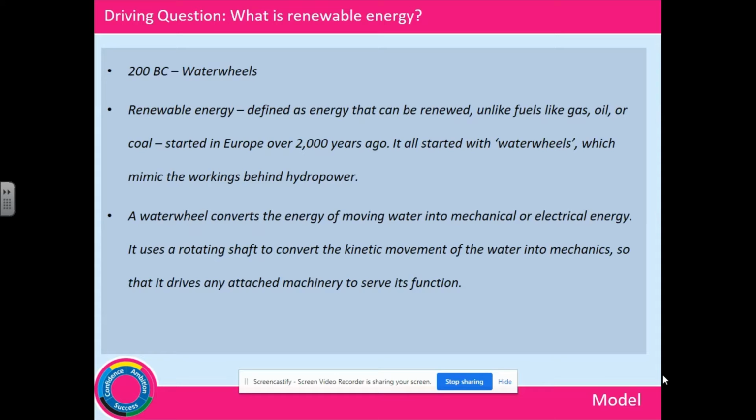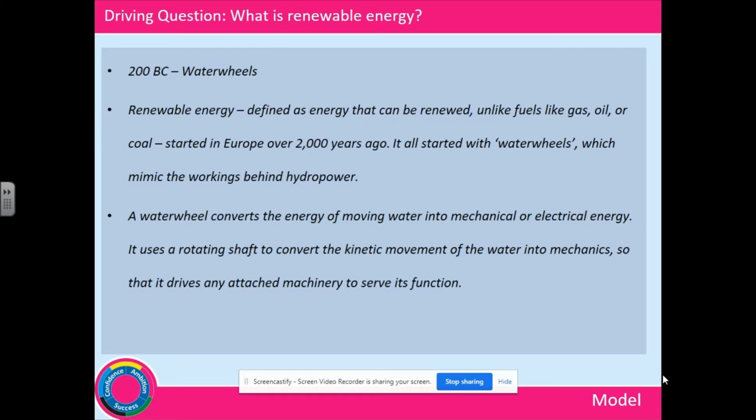Now, looking at the history of renewable energy, as you can see, it all started 200 BC, and BC is before Christ. So that's a very long time. Now, it all started with the water wheel. Renewable energy, rather, is defined as energy that can be renewed, unlike fuels like gas, oil, or coal. They started in Europe over 2,000 years ago.